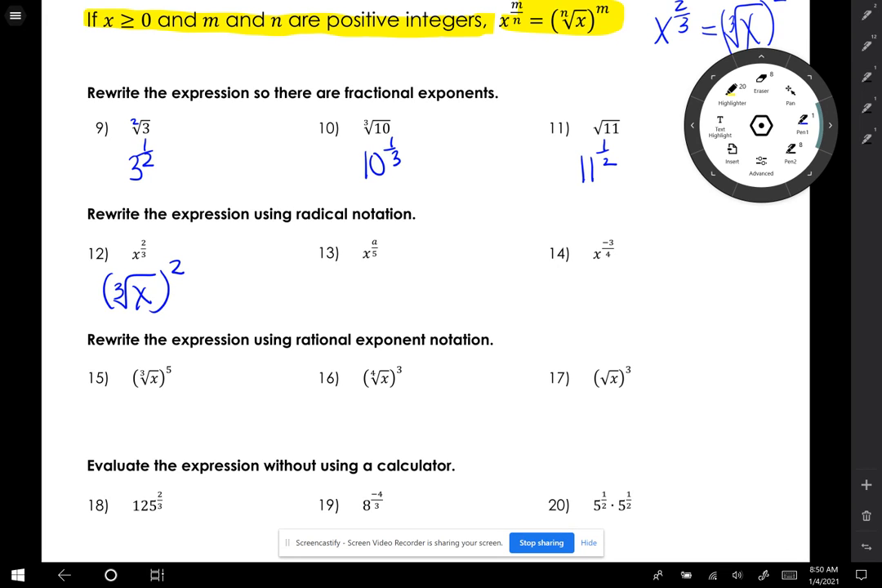For number 13, x to the a over 5, the 5 is our root this time, so the 5th root of x, and that's to the power of a. For number 14, x to the negative 3/4 would be the 4th root of x to the negative 3rd power, if you're just writing it as radical notation.